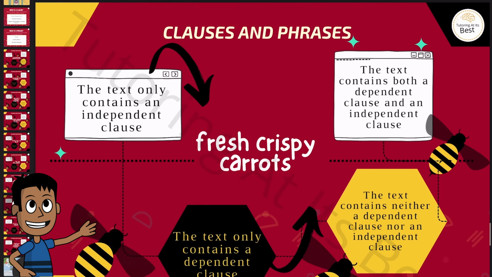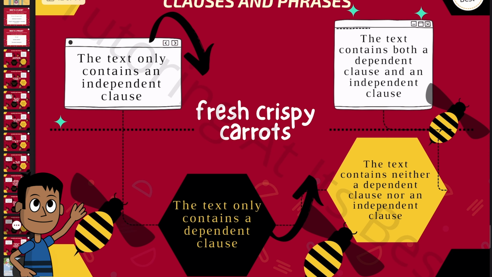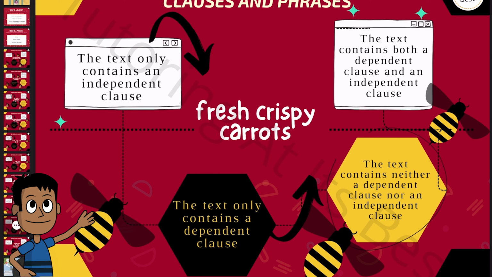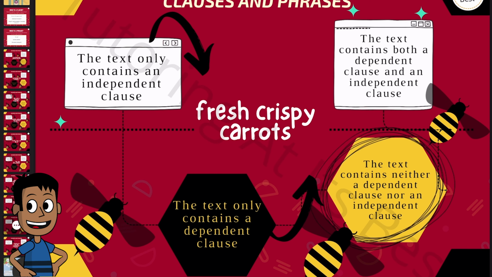And over to the next question. Fresh, crispy carrots. So again, what would this be? A clause or a phrase? Well, if you noticed, a phrase is a group of related words that lacks a subject and a predicate. So we know fresh, crispy carrots is a phrase. So for that reason, the text contains neither a dependent clause nor an independent clause. And that's the yellow hexagon there.